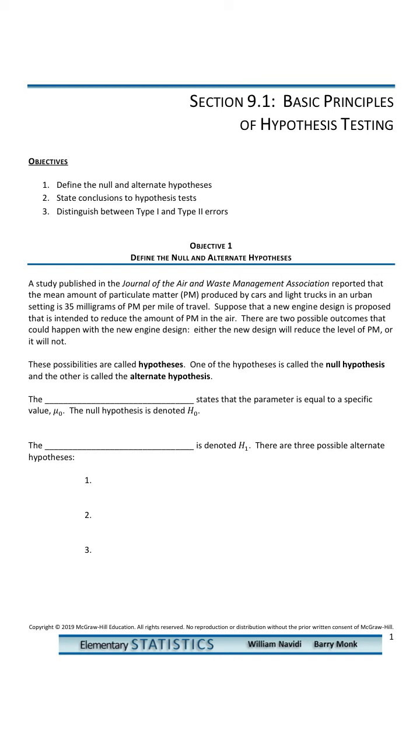In this section, you're going to learn how to define a null and alternate hypothesis, how to conclude a hypothesis test, and how to distinguish between type 1 and type 2 errors.